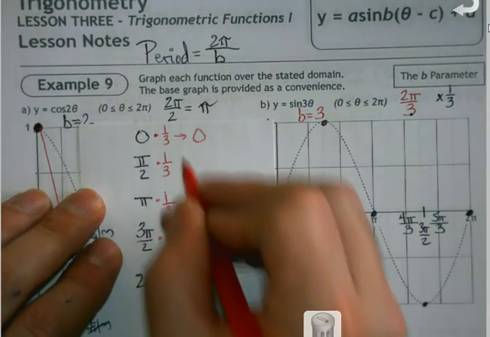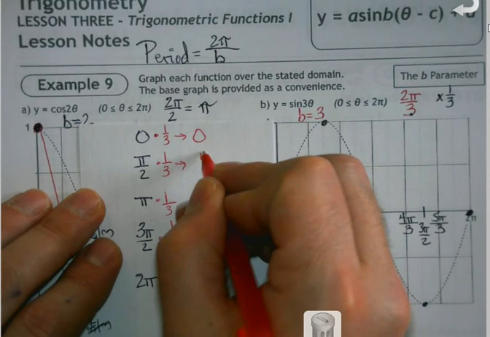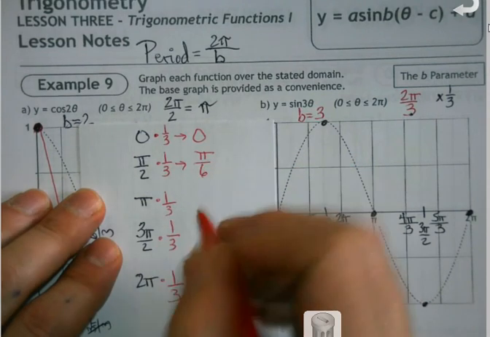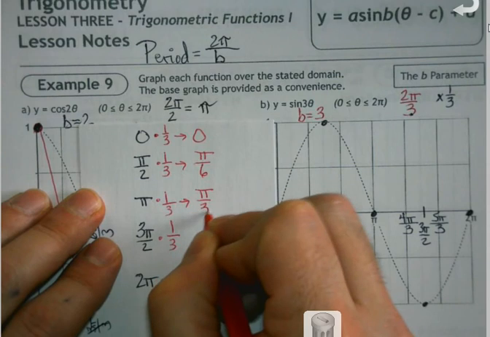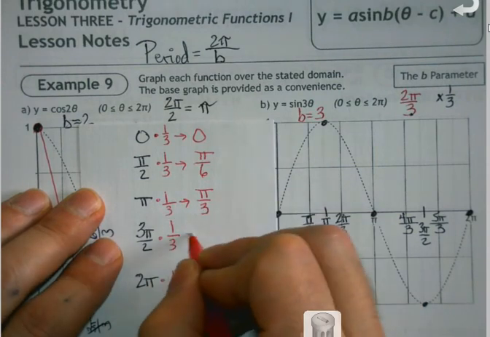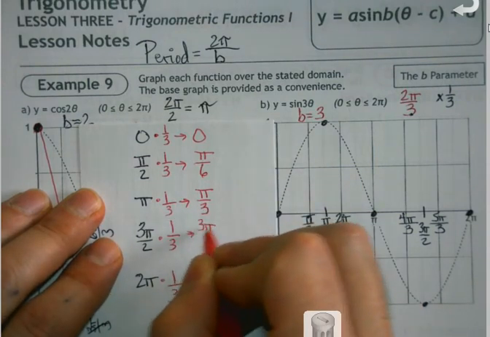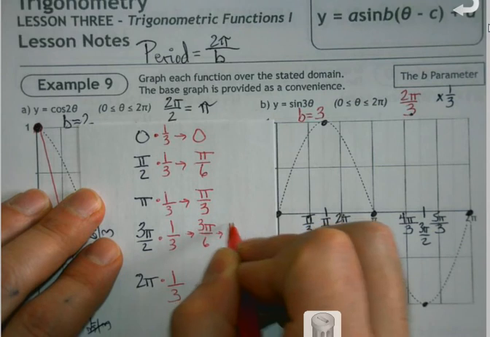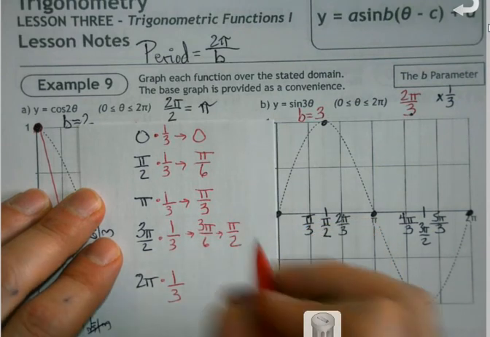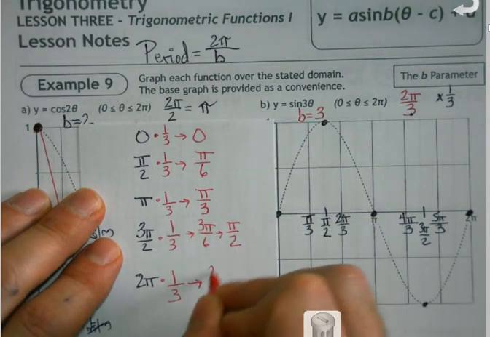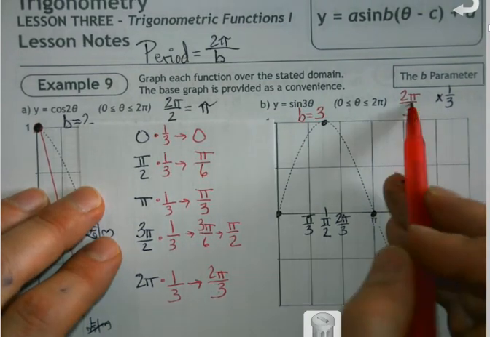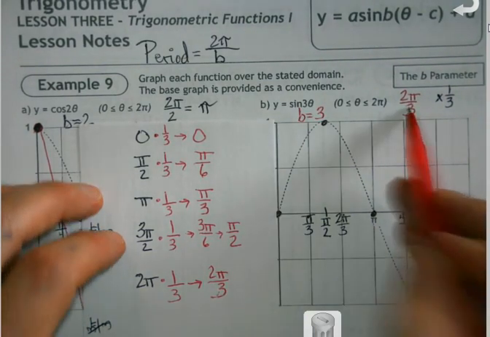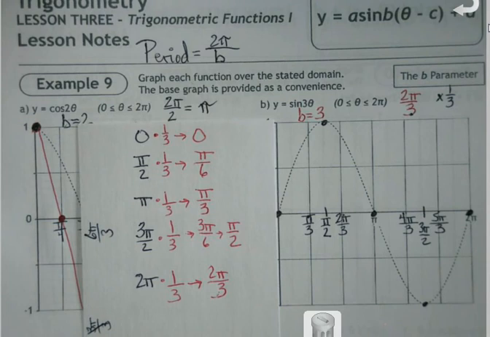So that'll still be 0. This will be pi over 6. We'll discuss how we're going to deal with that in a minute. Pi over 3. Let's see, this would be 3 pi over 6, which reduces. And this would be 2 pi over 3. Notice it ends the same place that we thought it would when we actually divided it.